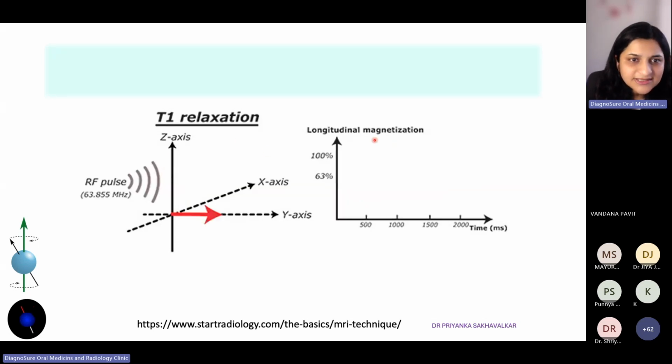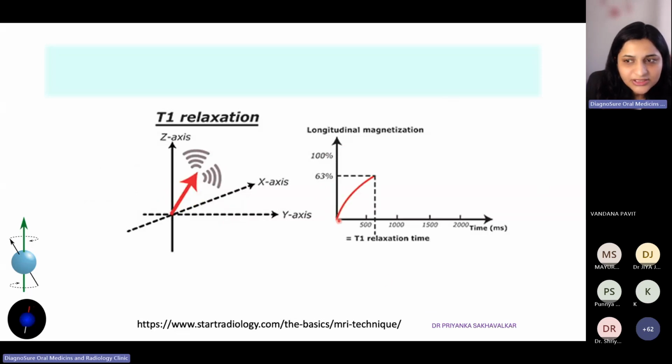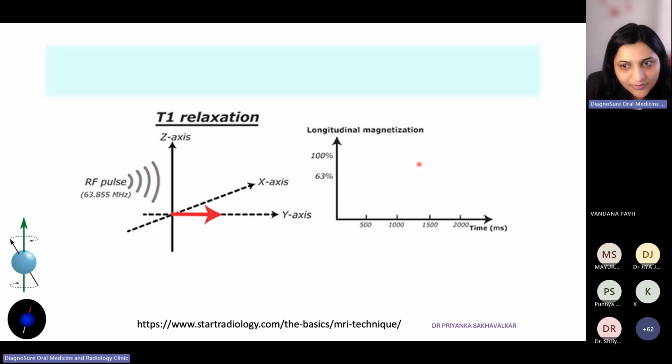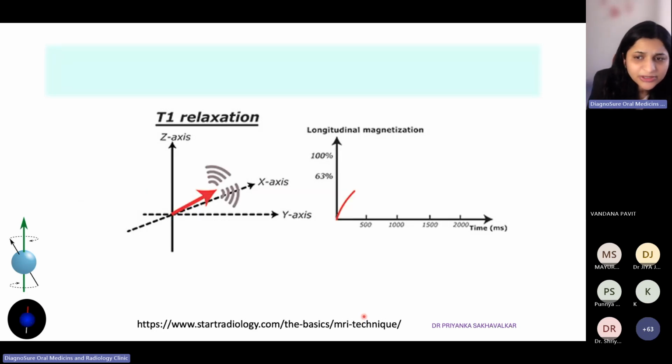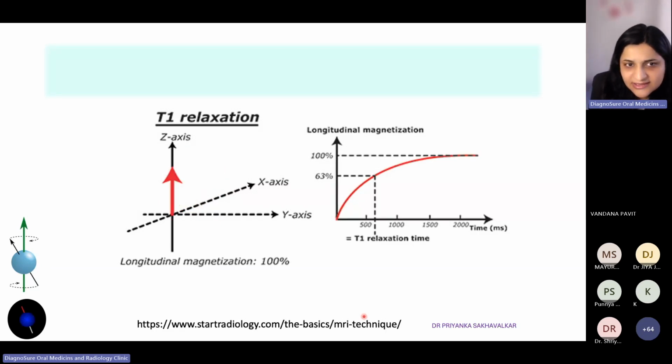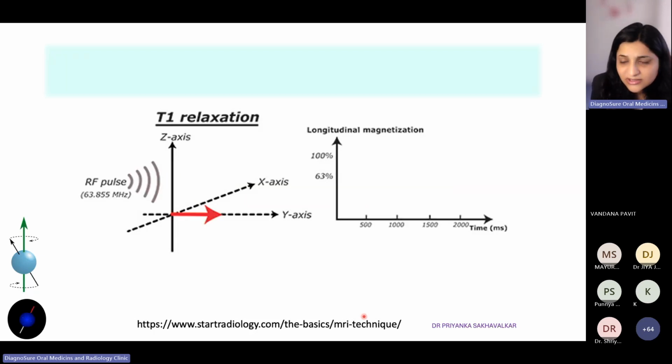And now this is the T1 recovery graph. On the T1 relaxation graph, you see how longitudinal magnetization increases over time as the protons realign with the magnetic field. This graph shows that it takes a certain amount of time for protons to return to 63% of their original magnetization. And this 63% is considered the T1 recovery time. This is the T1 number, the 63%.